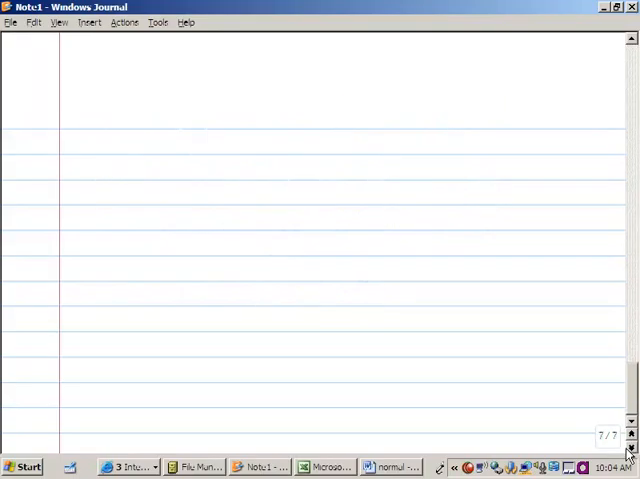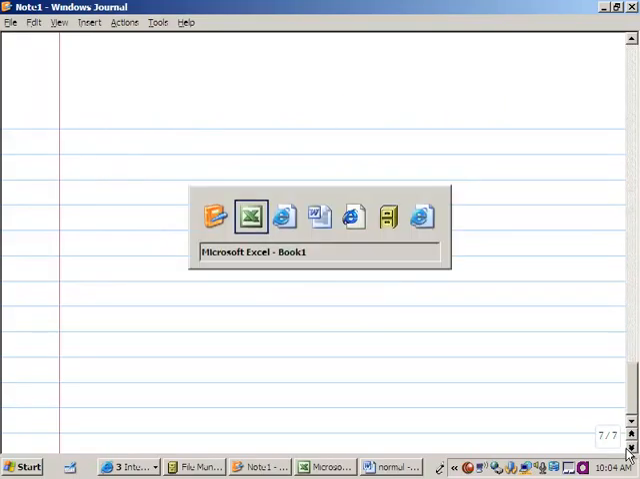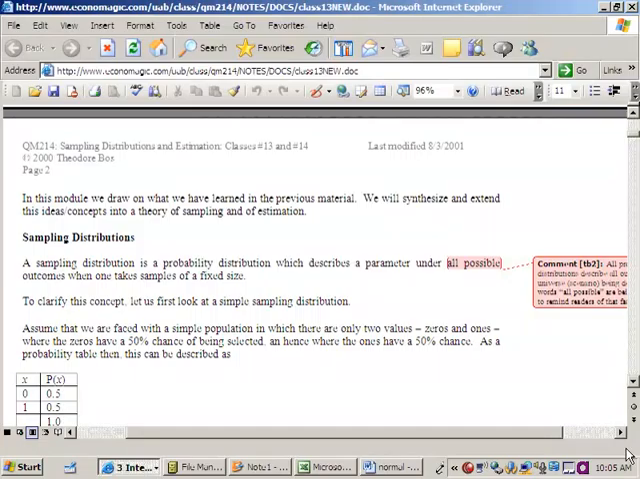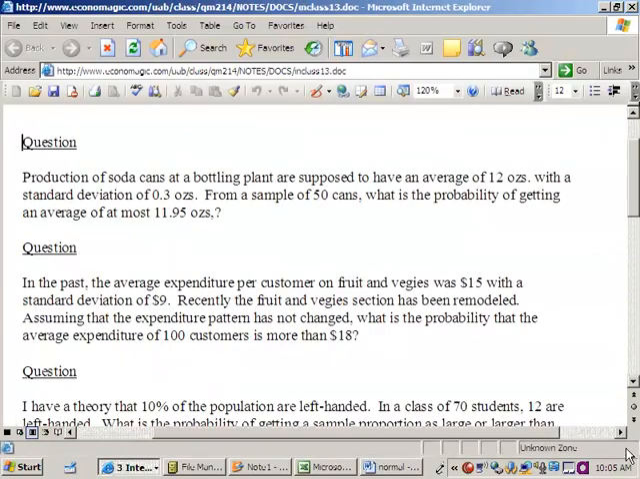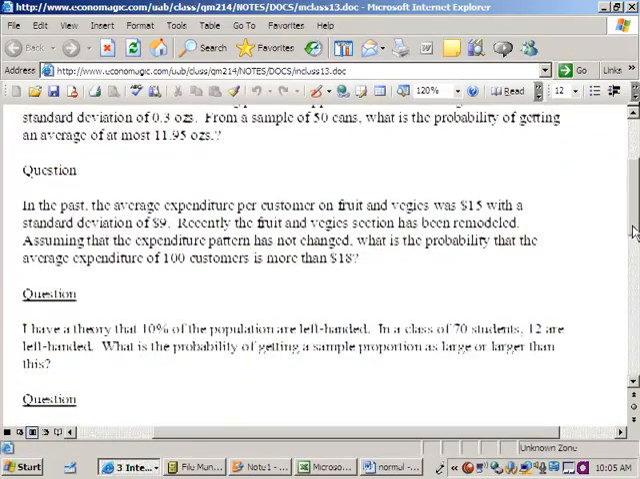So let's look at a problem. I know the notation is confusing, but the actual problem we're doing is not difficult at all.